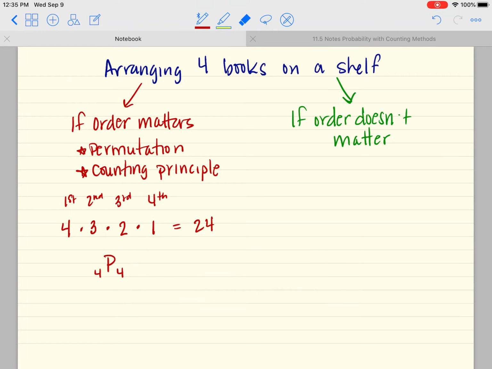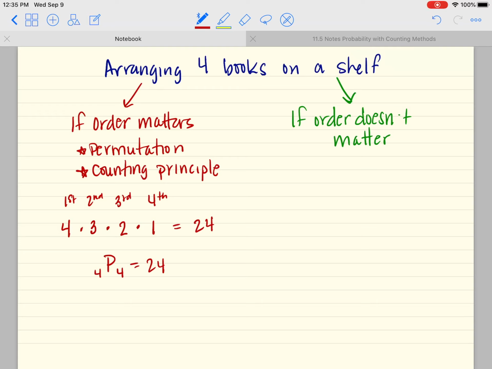Which was 24. Okay? Now, if the order doesn't matter, we don't have the option of using the counting principle again, because if you recall, the formula works a little differently. We have to divide out the duplicates, right?